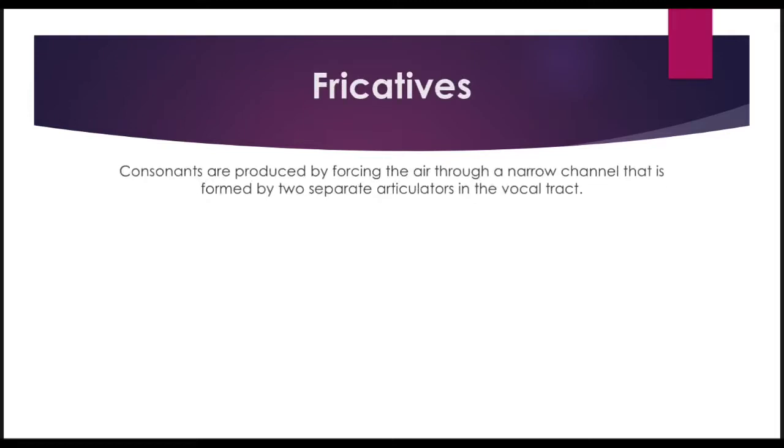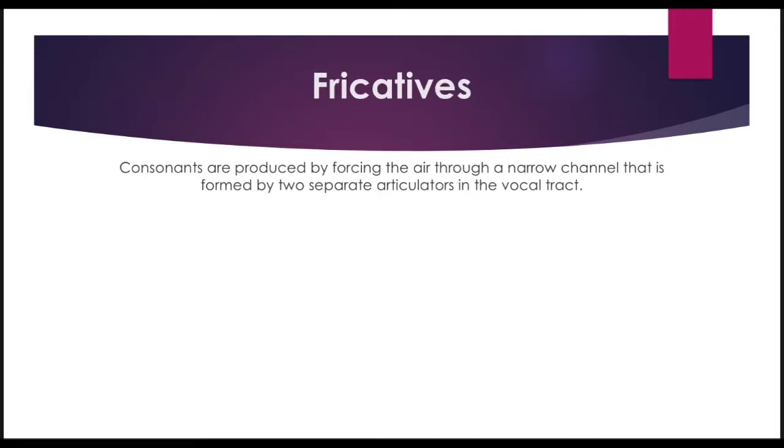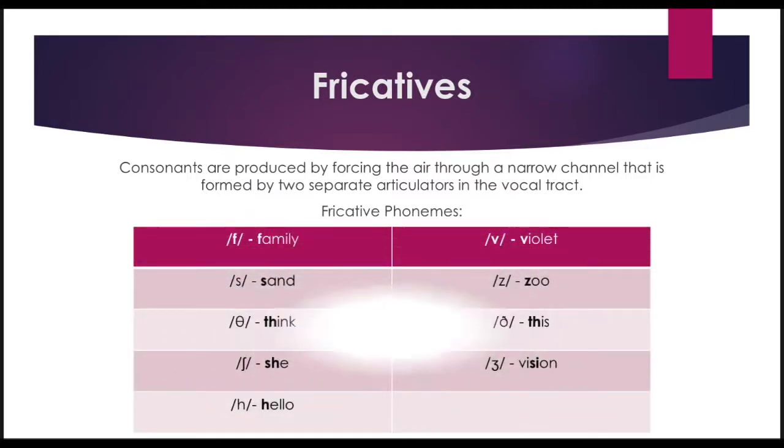Then you have the fricatives, and the fricatives are consonants that are produced by forcing the air through a narrow channel that is formed by two separate articulators in the vocal tract. And the fricative phonemes are listed here: F as in family, S as in sand, th as in think, sh as in she, H as in hello, Z as in zoo, th as in the, this, and Z as in vision.